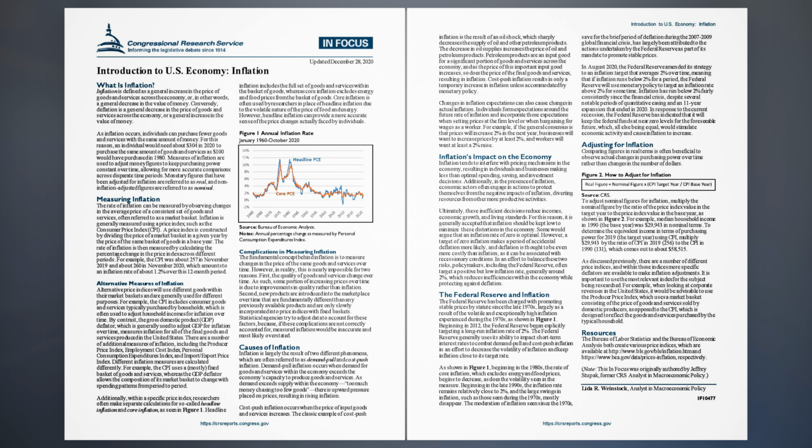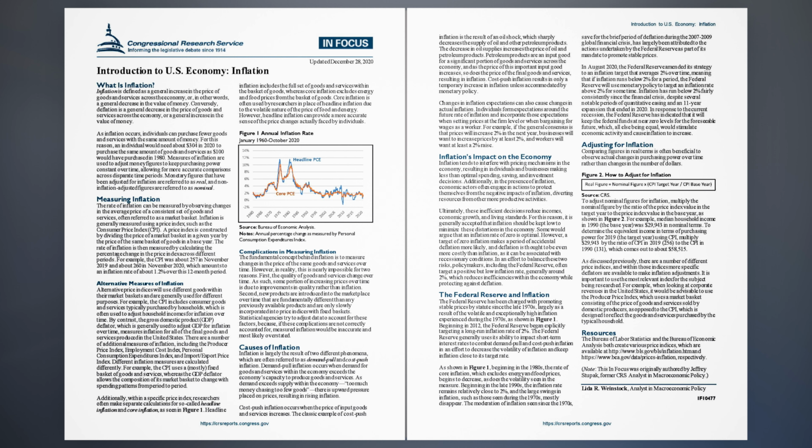Some would argue that an inflation rate of 0 is optimal. However, a target of 0 inflation makes a period of accidental deflation more likely, and deflation is thought to be even more costly than inflation, as it can be associated with recessionary conditions. In an effort to balance these two risks, policymakers, including the Federal Reserve, often target a positive but low inflation rate, generally around 2%, which reduces inefficiencies within the economy while protecting against deflation.